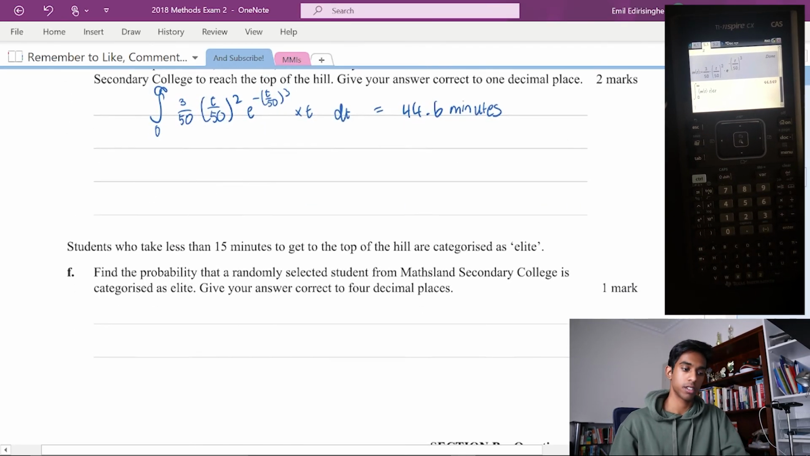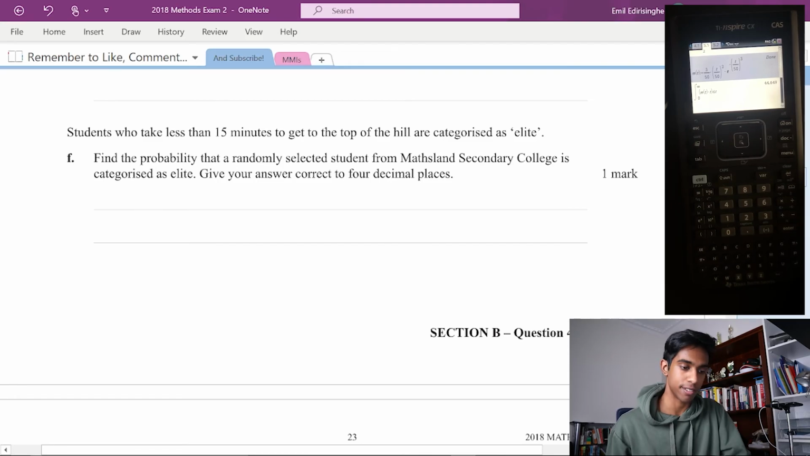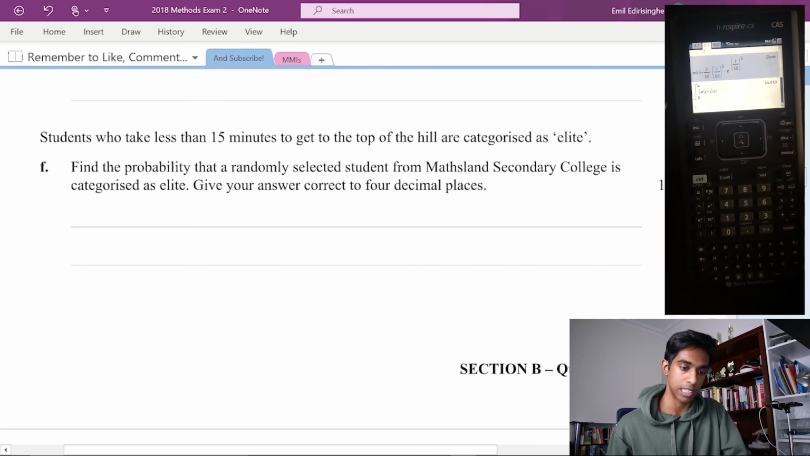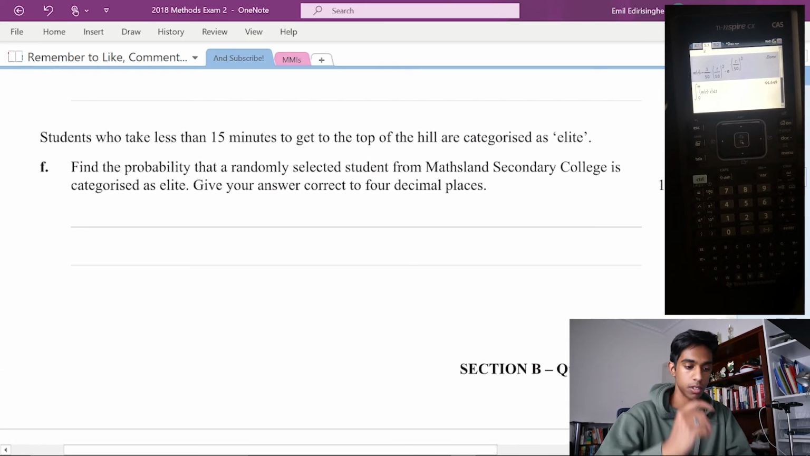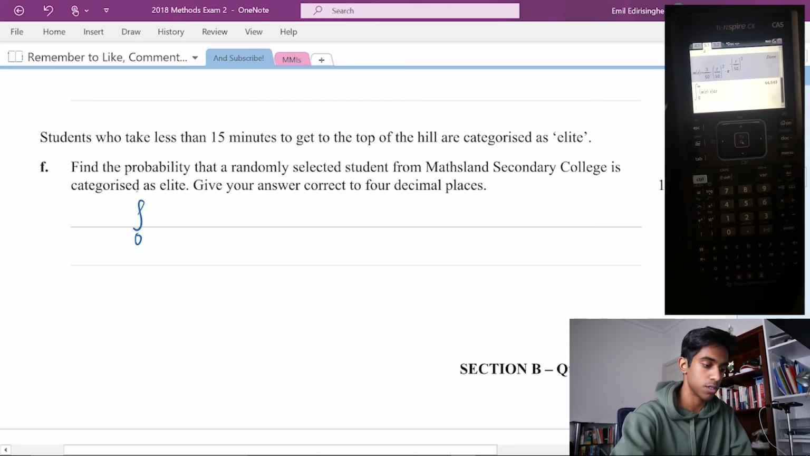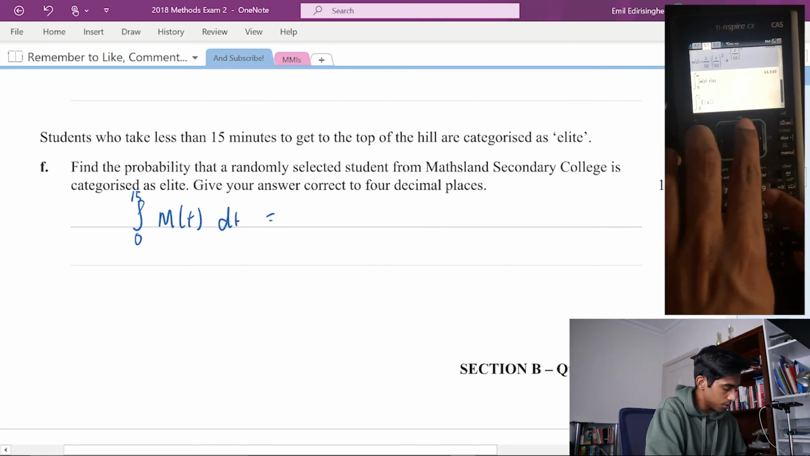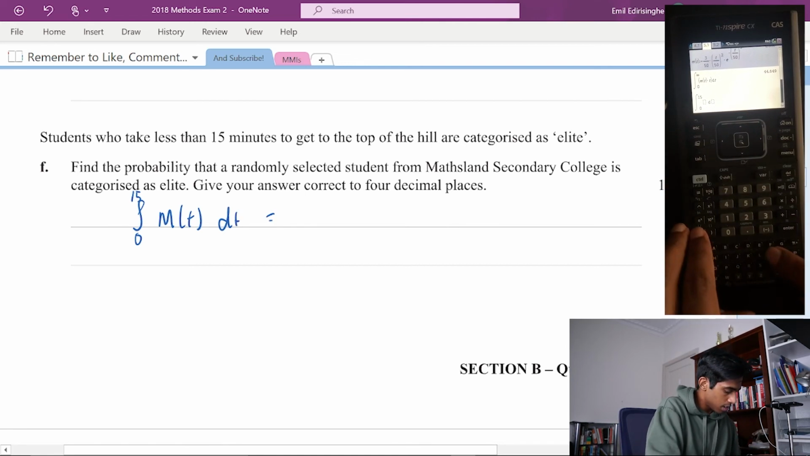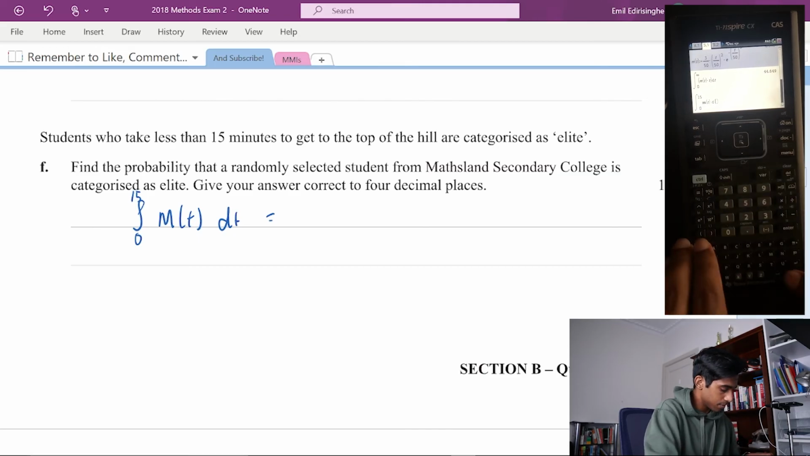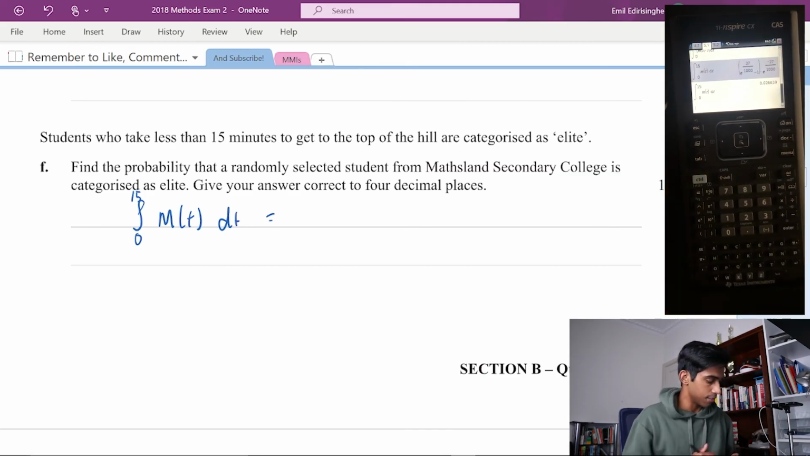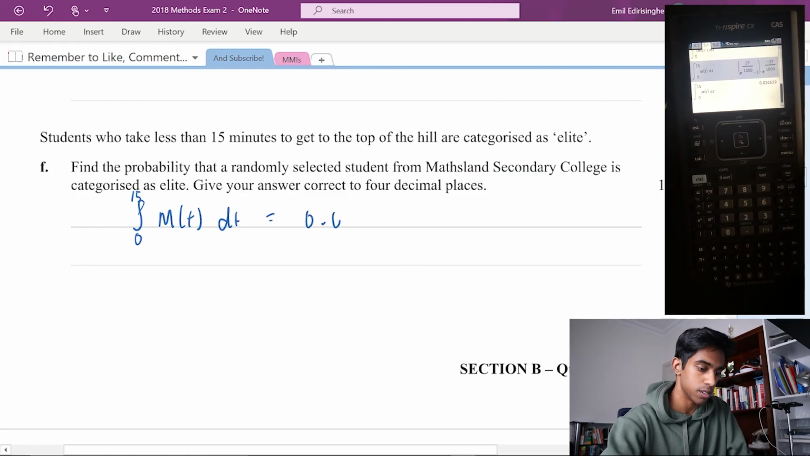So now we've got the next question, which is students who take less than 15 minutes to get to the top are considered elite. Oh, we just have to find the probability to 4 decimal places. So this is just going to be 0 to 15 of m of t dt. And we'll just put that into the CAS, 0 to 15 m of t dt. That gives us 0.0266.